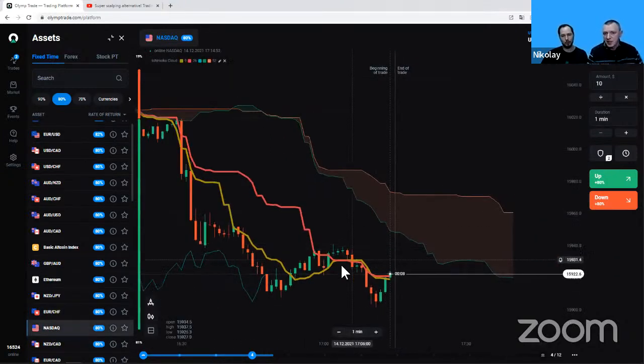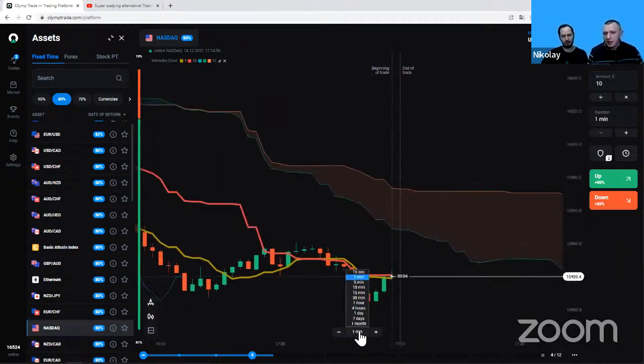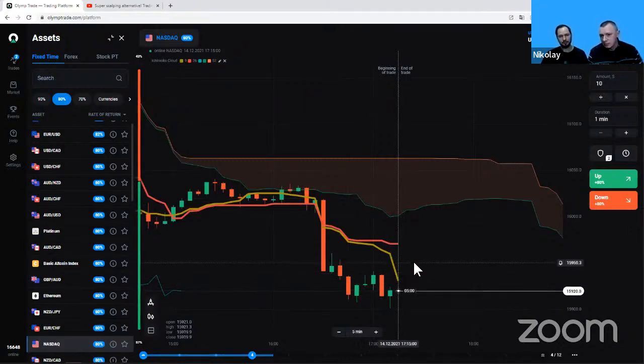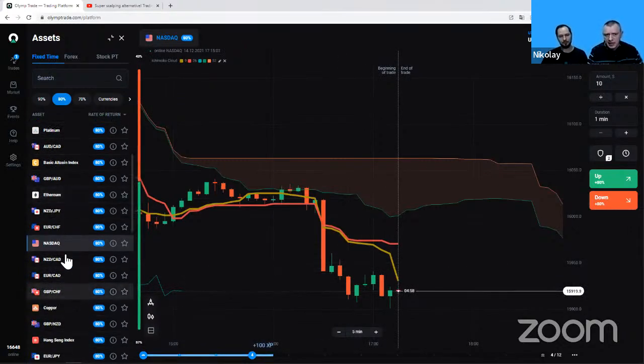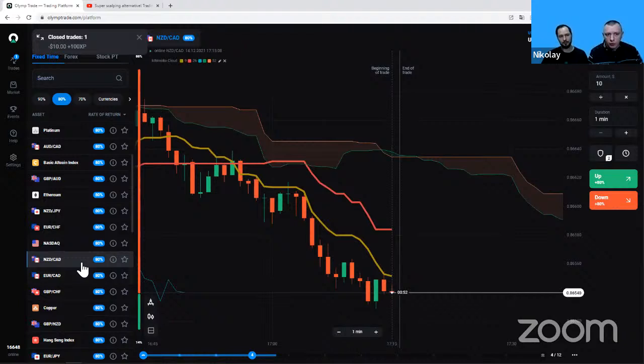Nasdaq index. There is a small reversal on a 1 minute time frame. No intersection of the lines. So still, it looks like a flat. So I will change the asset. So 1 minute for New Zealand dollar and Canadian dollar.